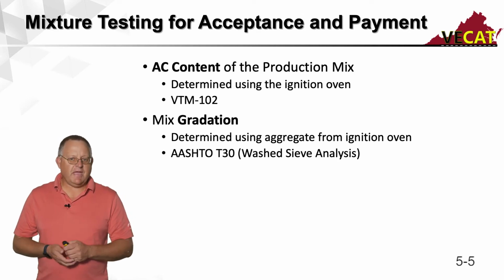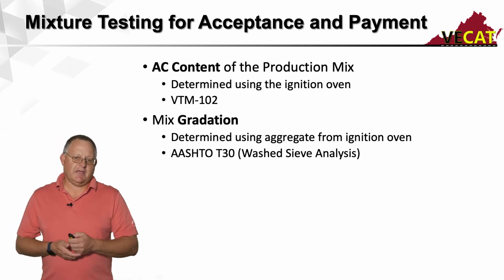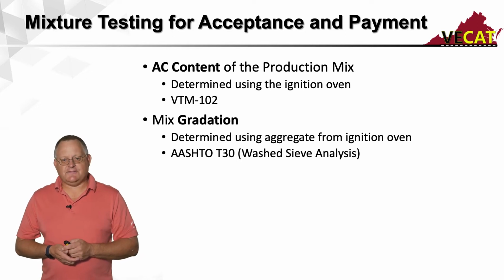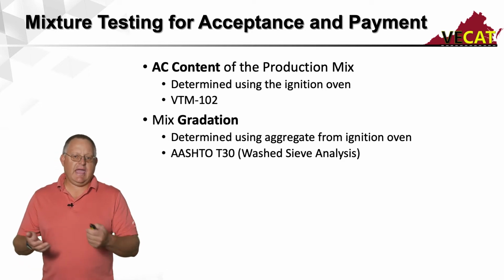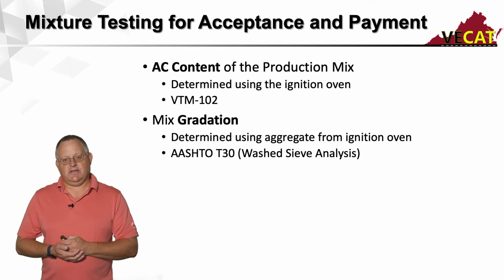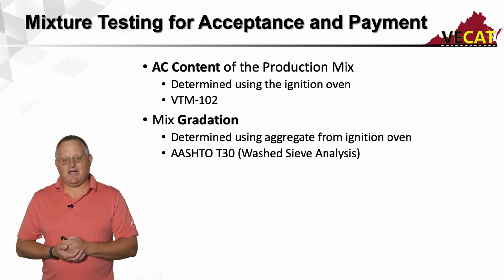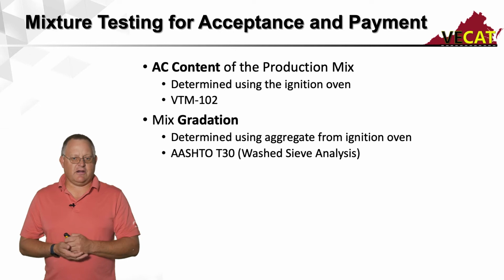For acceptance and payment purposes, one, we need to know the AC content of the production mix. So at the design time, we say this has 5.8% AC content. When we go to produce the mix, do we have 5.8%? Now don't be startled if it's not always exactly 5.8. We're not making asphalt mixes in a factory where everything's completely controlled. We have lots of variables.